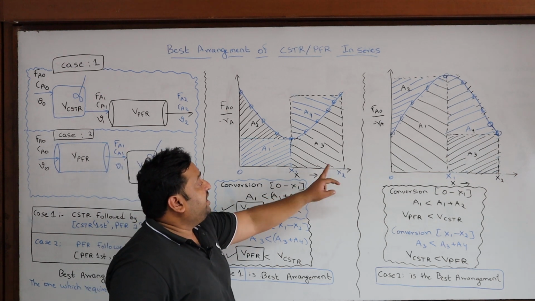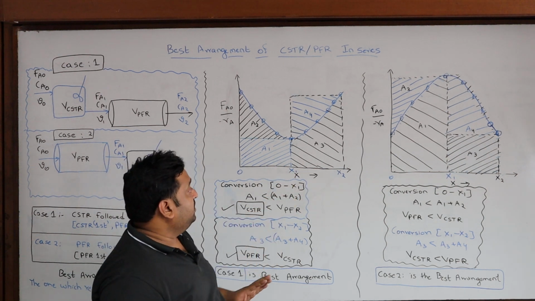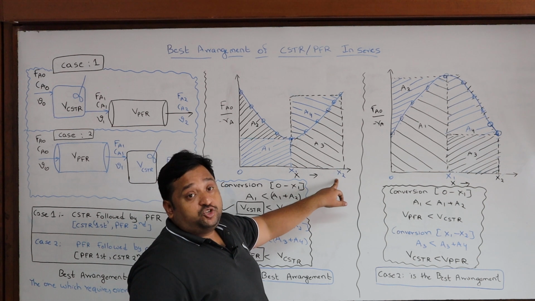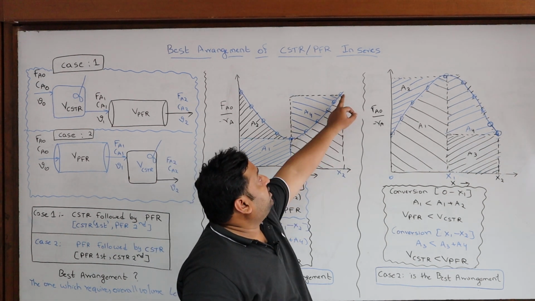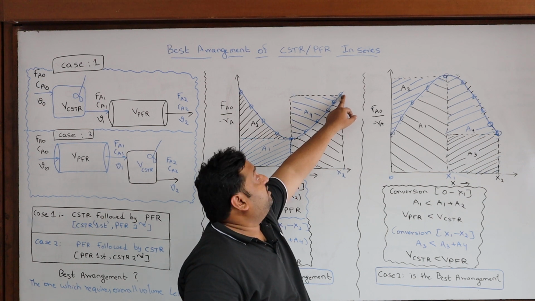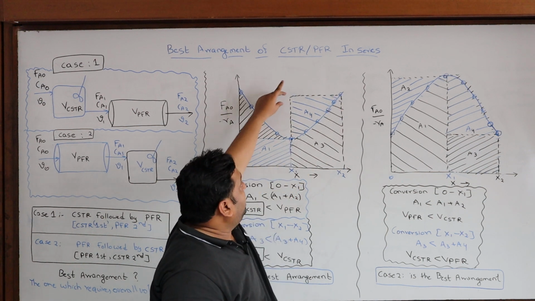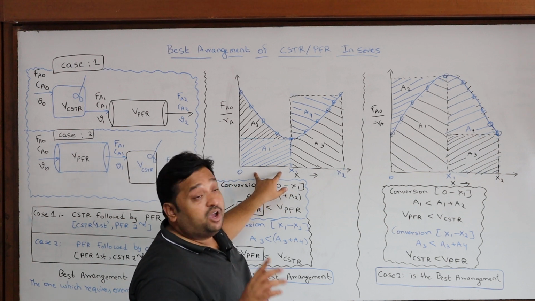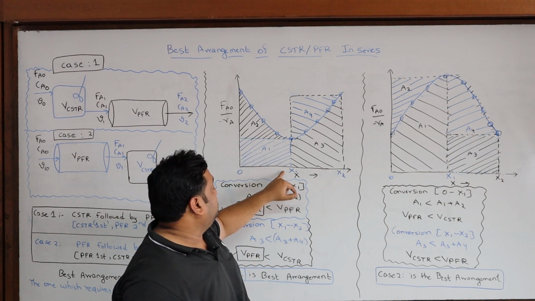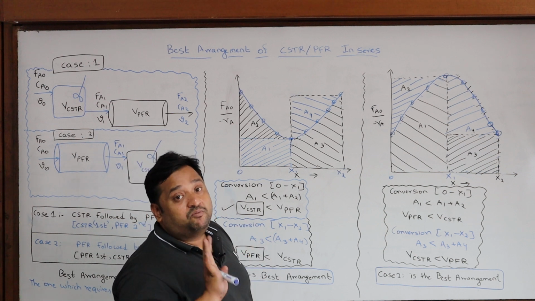What happens from x1 to x2? At x2, that is, up to the final conversion x2, plot a straight line wherever it touches the curve and draw a horizontal line till x1. Why till x1? Because we have already defined that till x1 the CSTR gives the minimum volume.